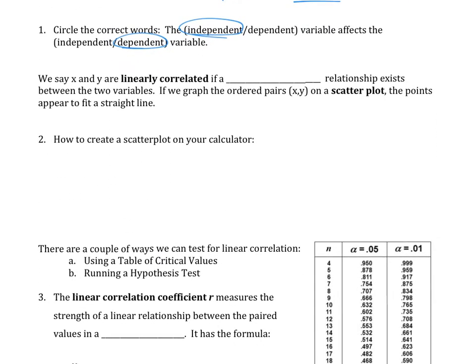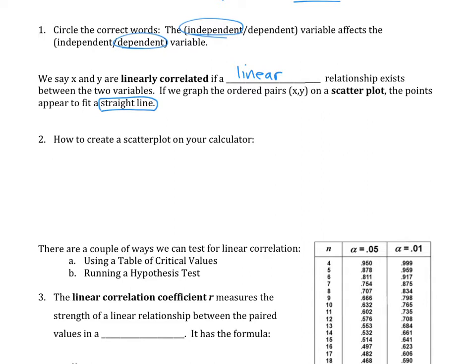Okay, so we say x and y are linearly correlated if a linear relationship exists between two variables. So we're going to kind of look at the graph. If the graph of ordered pairs on a scatter plot has points that appear to be a straight line, it's called linear correlation, because if we draw the graph of it, it should look kind of like a straight line. So if data forms kind of like a straight line, then there's a linear correlation. If data is just random points, then we say there's no linear correlation.